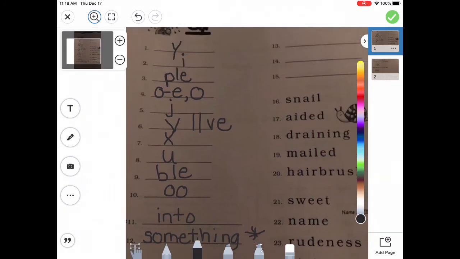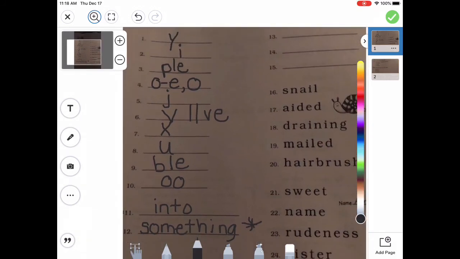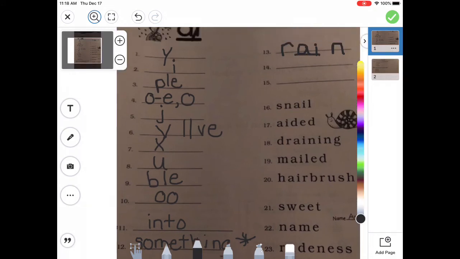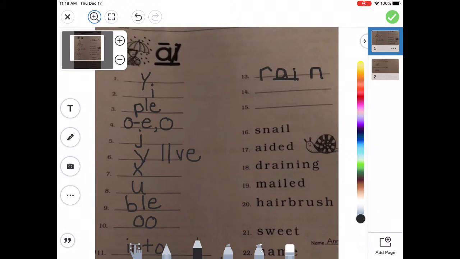All right, I'm going to back out a little bit so you can continue writing if you need to, but we can still see number 13. On number 13, we're going to try to spell the word rain. Rain. What do we hear in rain? R. Very good. A. We have that long A sound, and then the N. Now remember, when I have the long A sound in the middle of a word, I have to spell it with AI. Okay, if I leave it with just an A, then it would be ran. So I really need that AI right there. I'm going to rewrite it so you can see it a little bit better.